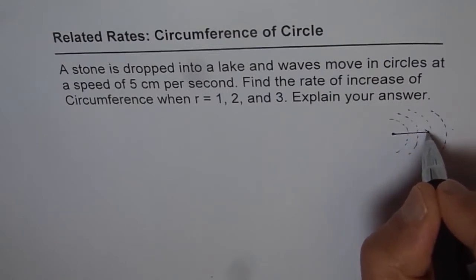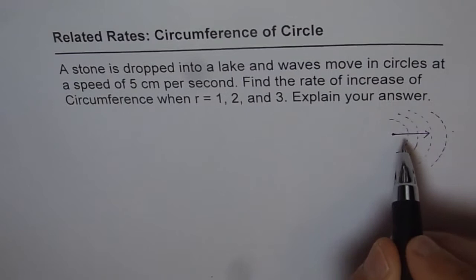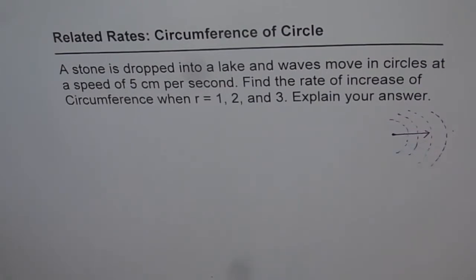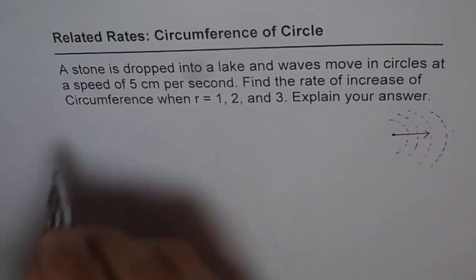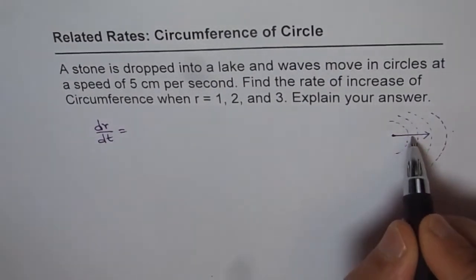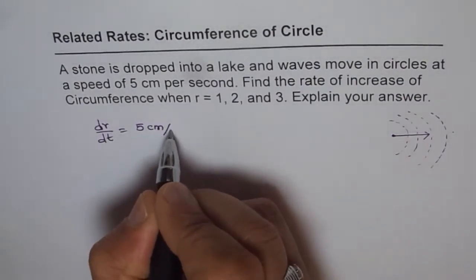ripple moves. Now the speed of the ripple is given to us, and when we say speed of the ripple, we are literally saying the rate of change of radius. That helps. So it's that concept of relating that speed to the radius of concentric circles, that is most important, right? So the radius is increasing. So the rate given to us is actually dr/dt, the change in radius with respect to time, and that is 5 centimeters per second.